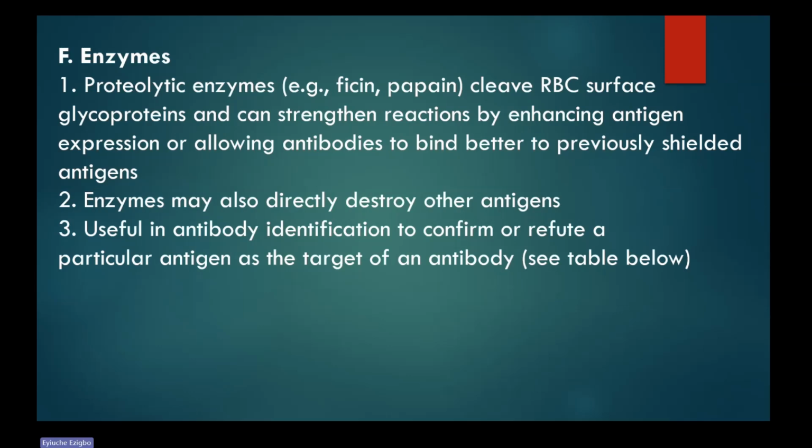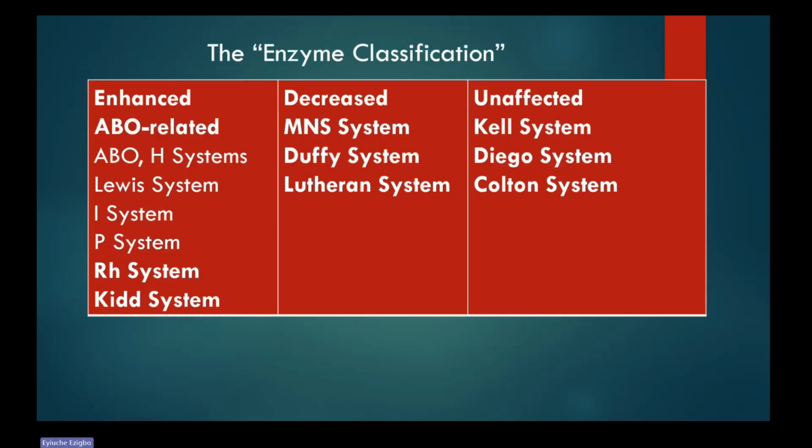When they cleave some of these glycoproteins, they expose the antigenic surface of the red blood cell and then enhance the interaction between the antigen and the antibodies. Sometimes this enzyme may also directly destroy other antigens that are contributing to inhibiting the reactions with the specific antigen and antibodies. Some of the enzymes are useful in antibody identification to confirm or refute a particular antigen as the target of an antibody, as you can see in this table below.